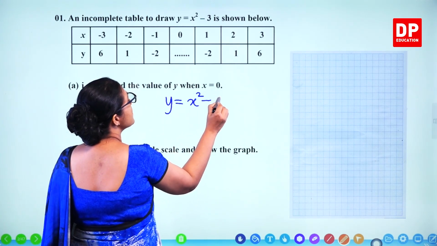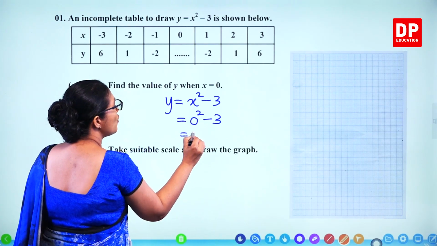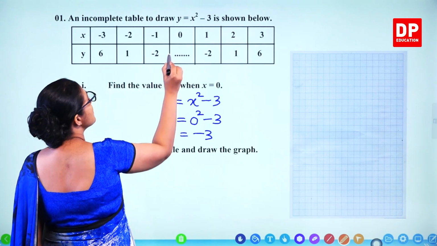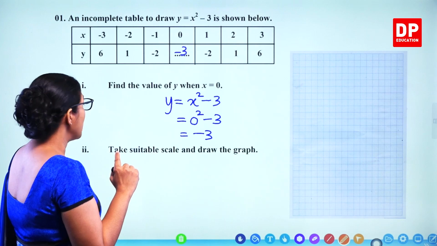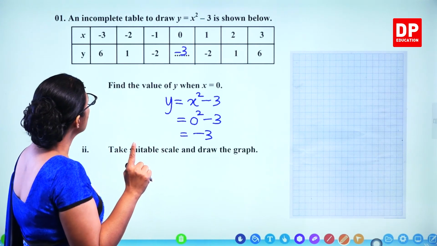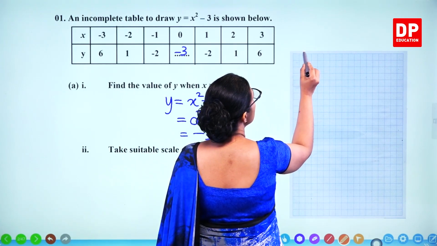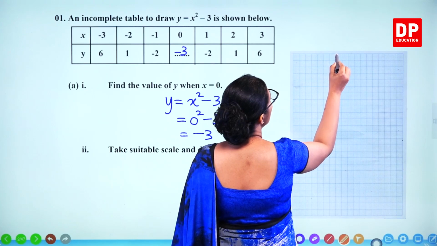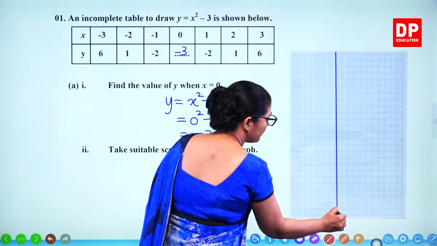x squared minus 3, x equals 0. You get 0 minus 3, which is minus 3. So this value is minus 3. Then take a suitable scale and draw the graph. We'll take 10 squares for 1 unit for both sides. So you can start from minus 3, minus 2, minus 1, 0. You can draw the y-axis first.